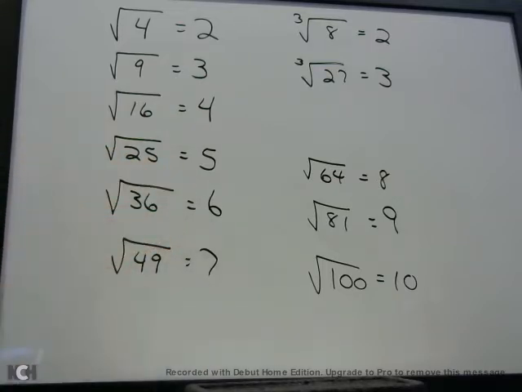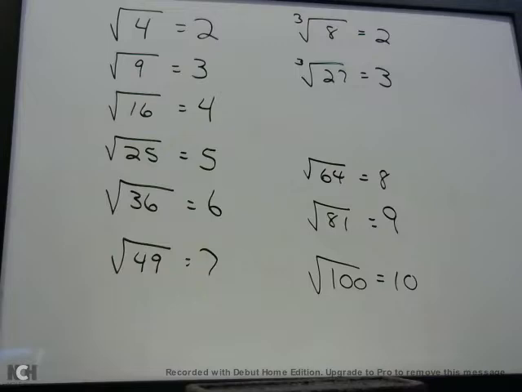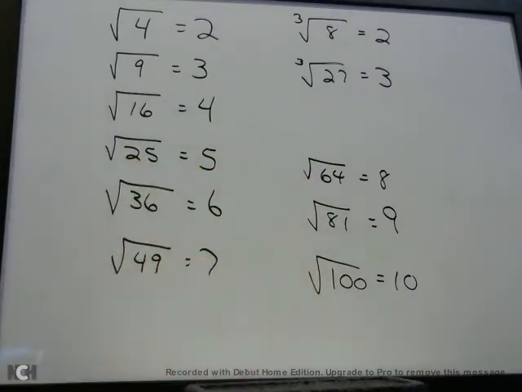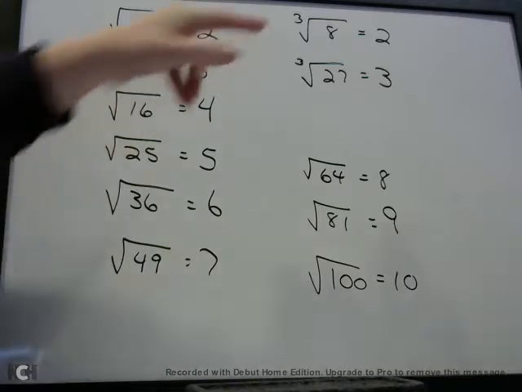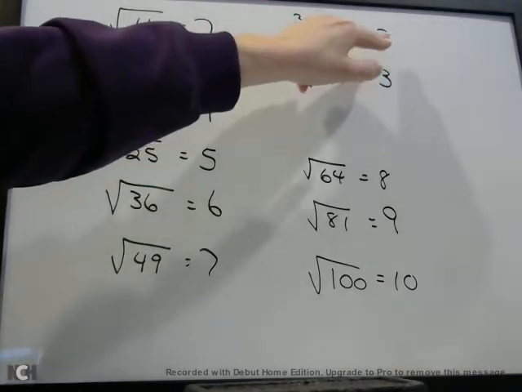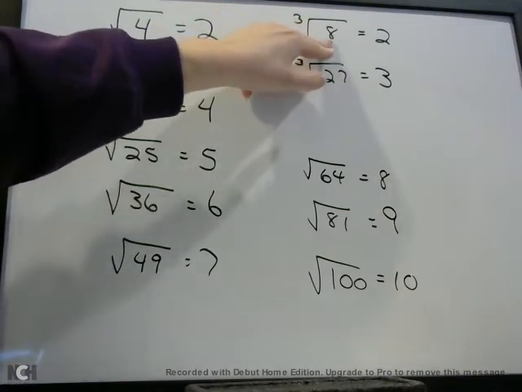So if you know your multiplication tables, 6 times 6 is 36, then when you see that, you know the answer right away. You really want to know and memorize these square roots from square root of 4 to square root of 100. The other two that I would say will be very helpful to have memorized is the cubed root of 8, which is 2, because 2 times 2 times 2 is 8, so that's what a cubed root means.